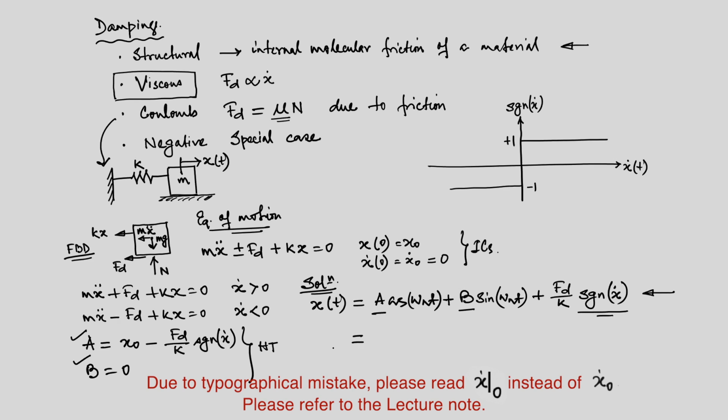Now, once you have these constants, you can then find out the solution. So, in this case, the solution is x naught minus F d by k, signum x dot, times cos of omega n t, plus F d by k signum x dot.